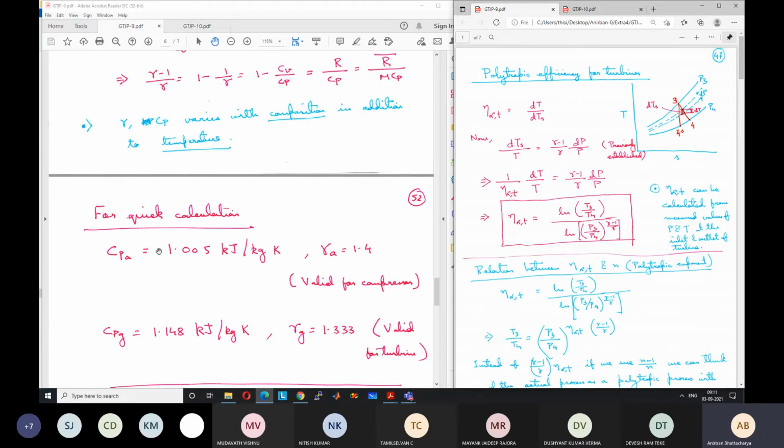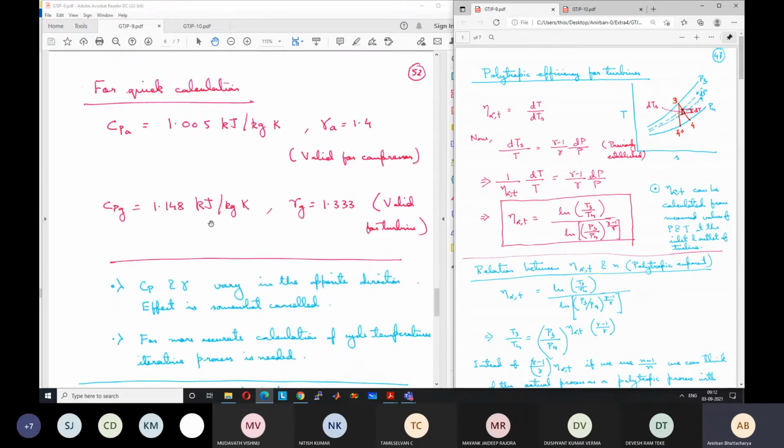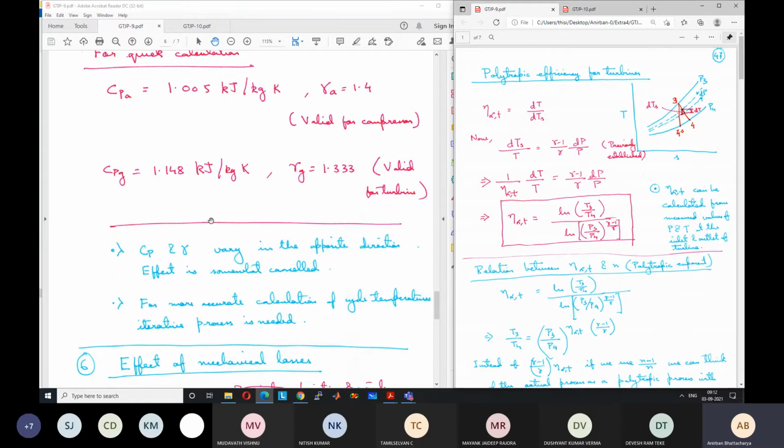From the exit of the combustion chamber and the turbine, and later on when we study jet engines, we also have to calculate for nozzles, convergent nozzles and convergent divergent nozzles. In all these cases, we will take an empirically determined approximate value of Cp equal to 1.148 kilojoule per kg Kelvin, and the gamma value we will take to be 1.333. These are approximate values, and for simple calculations this works well. In real life, obviously, it is much more complicated.